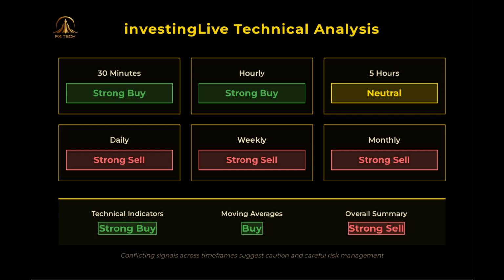However, the daily, weekly, and monthly charts all flash strong sell signals, confirming the longer-term bearish trend. While technical indicators lean towards strong buy and moving averages suggest buy, the overall summary is strong sell. This divergence highlights the importance of aligning your trading timeframe with the appropriate signals.